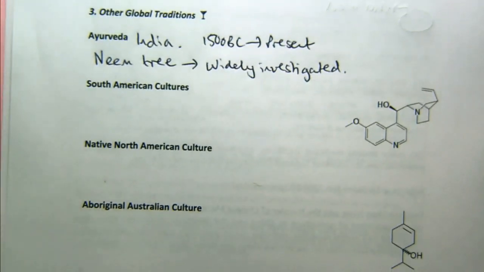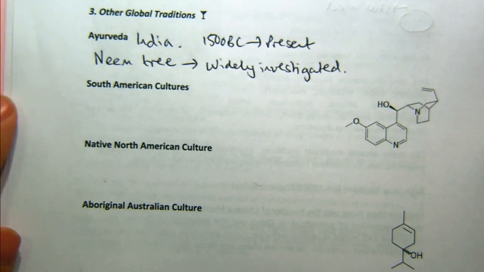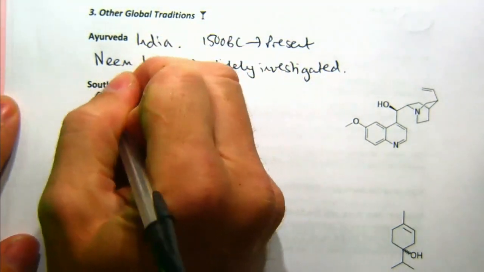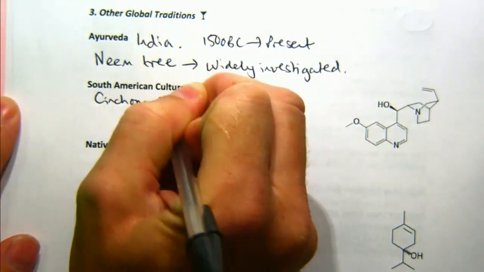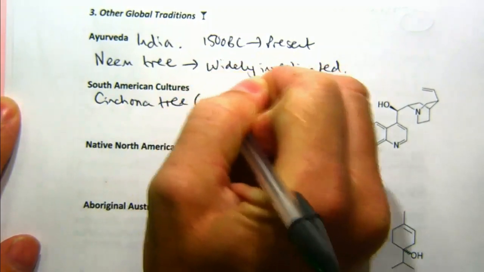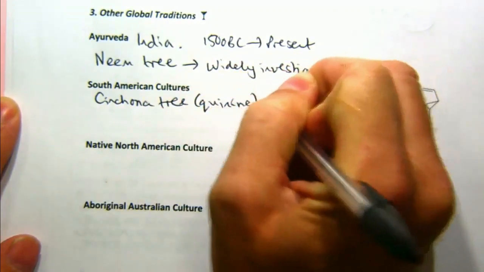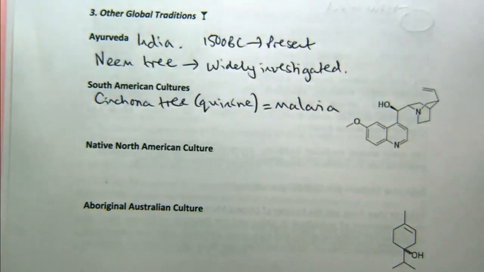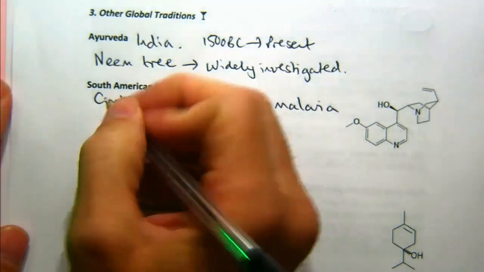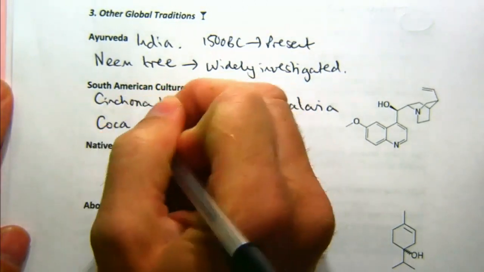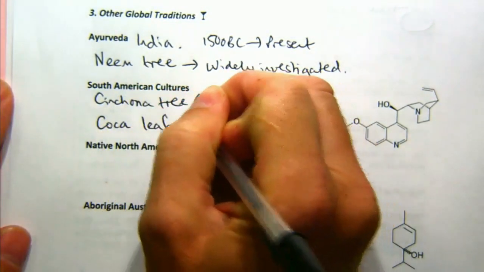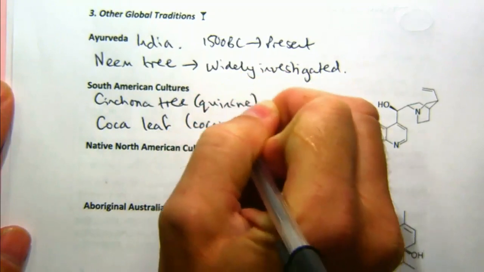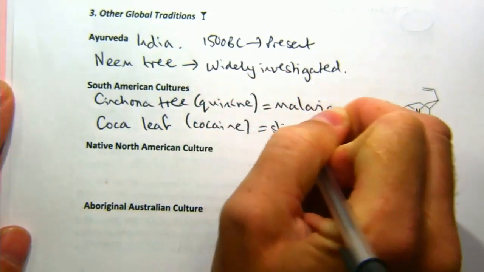South American cultures, probably their most famous contributions to modern medicine, are the cinchona tree, which is the source of quinine, which doesn't just taste good in a gin and tonic, it's also a treatment still for malaria. It's the original malaria treatment. Quite a lot of malarial parasites are now resistant, but it still works in many cases. And the other one that's quite famous in South American culture is the coca leaf, which of course gives you cocaine, which is a stimulant.